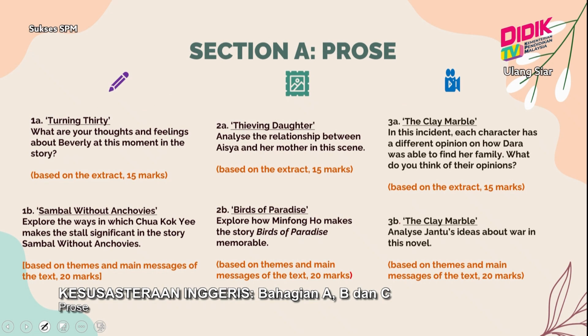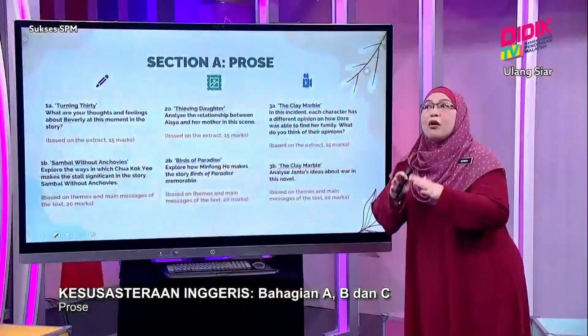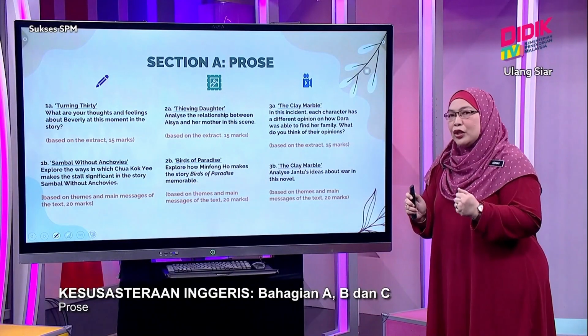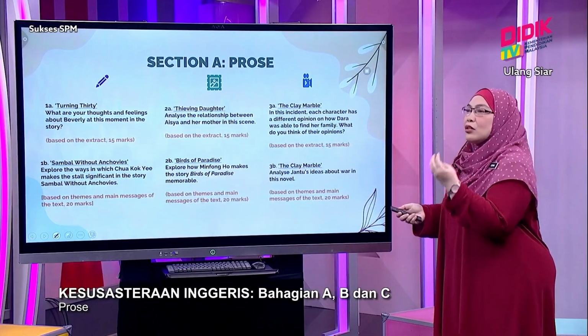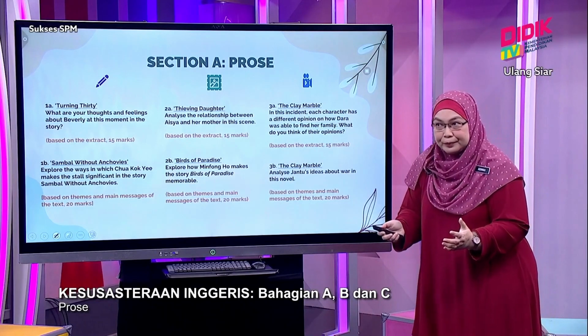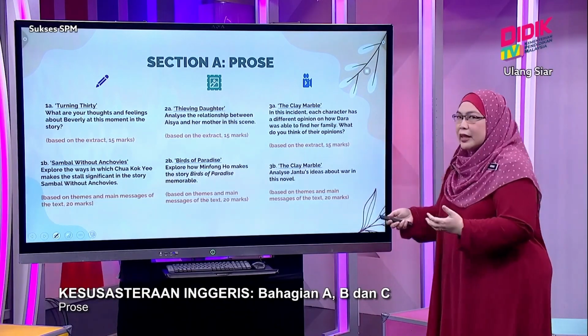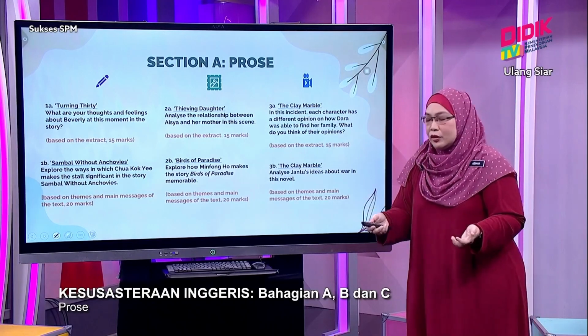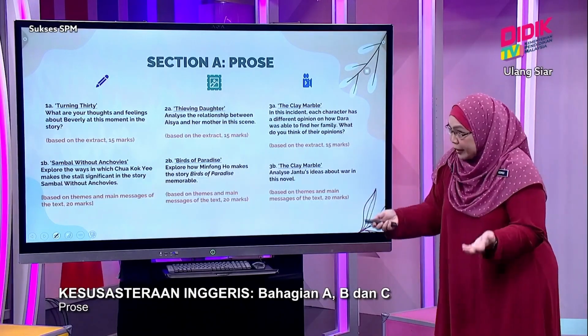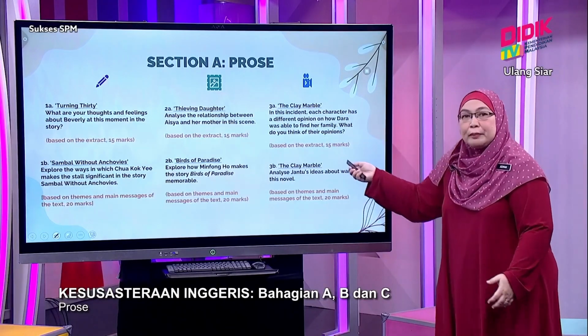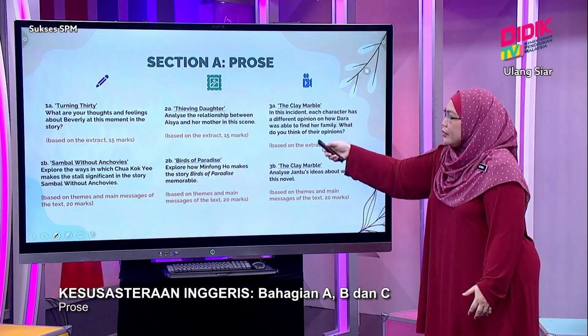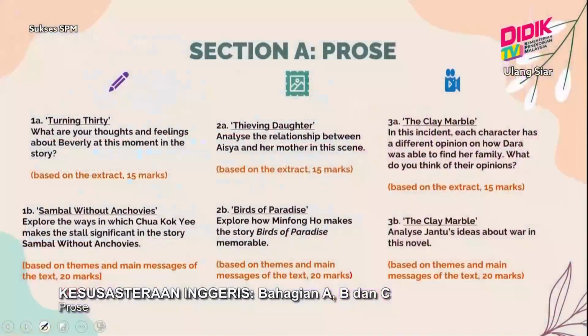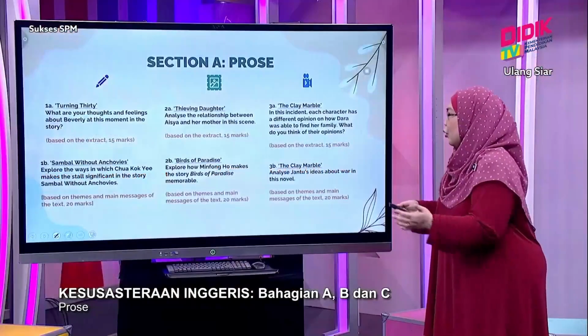Okay, what makes it a little bit more challenging would be on the morning of the exam, the candidates will not know beforehand which 4 short stories are coming out. So what I have here are merely examples or sample questions of what could possibly appear. 4 out of the 6 could appear, and they could be turning 30, sambal without anchovies, thieving daughter, and birds of paradise. So if you're looking at the likelihood, 4 out of 6 actually means you must know your text very well. All 6 short stories, right?